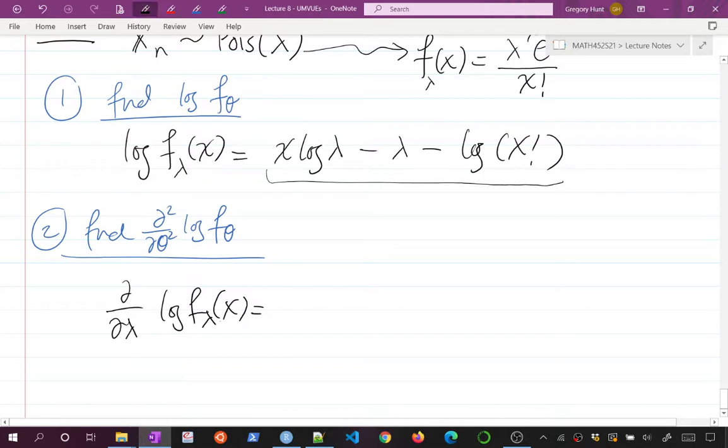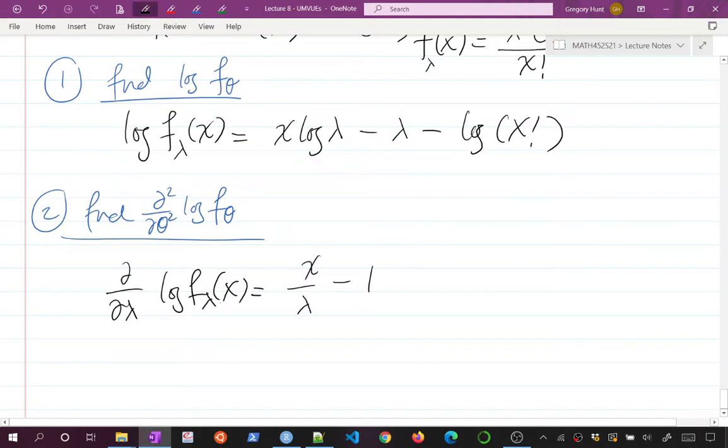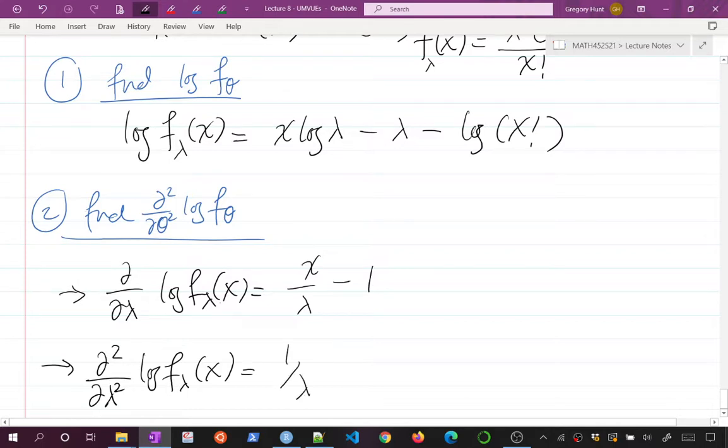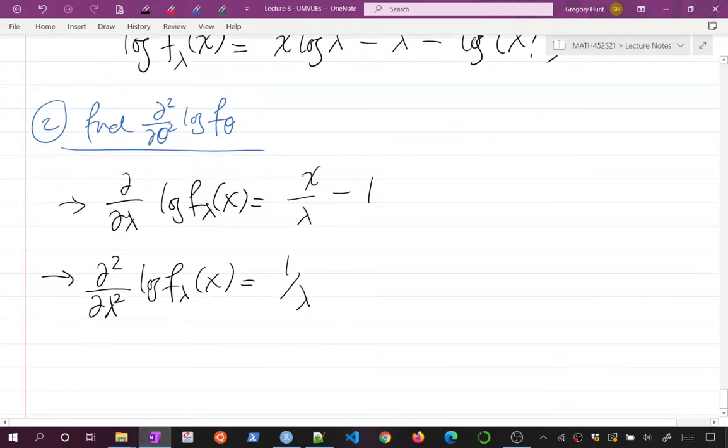Let's do this one step at a time. First derivative is x over lambda minus 1. The log of x factorial goes away. Super cool. That's the first. The second one is, well, the negative 1 goes away, and we're taking the derivative with respect to lambda, so it's negative x over lambda squared.